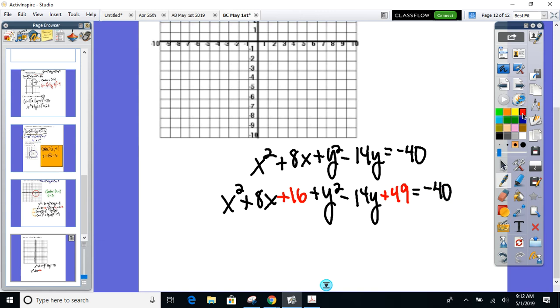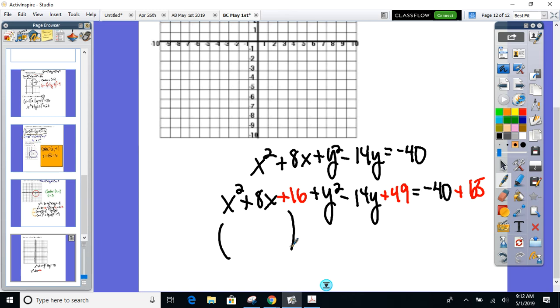-40, you have to add what to it? What did I add to the left side? 16 and 49, yep. So what's that, 65? Yep. Don't forget to add it to the right. You should never be left with a negative number on the right side, because how can you have a negative radius length? It's silly.